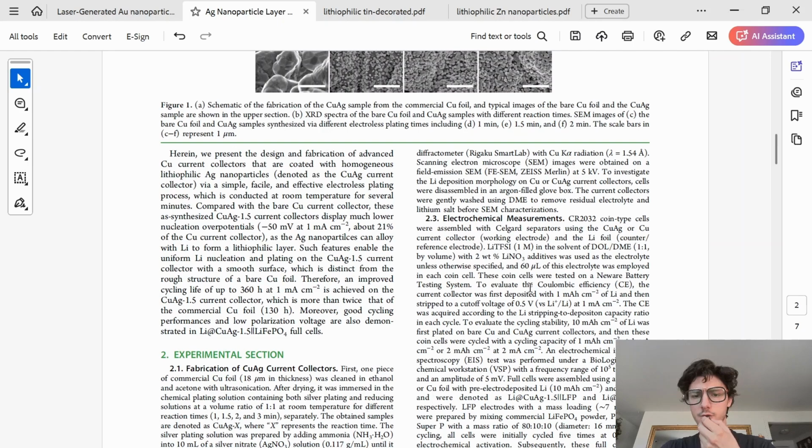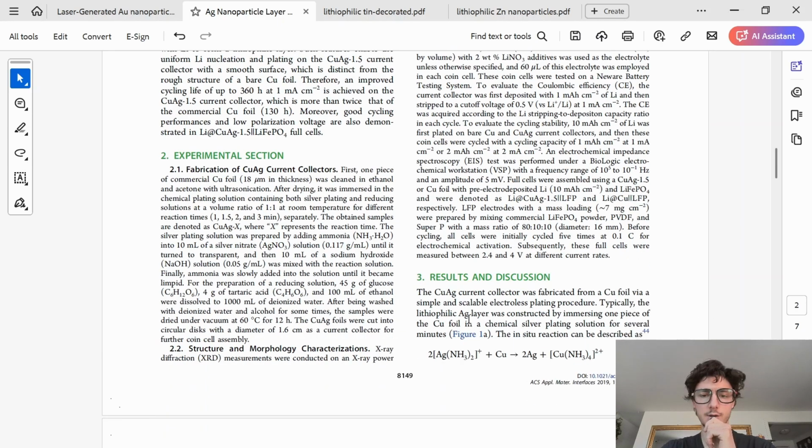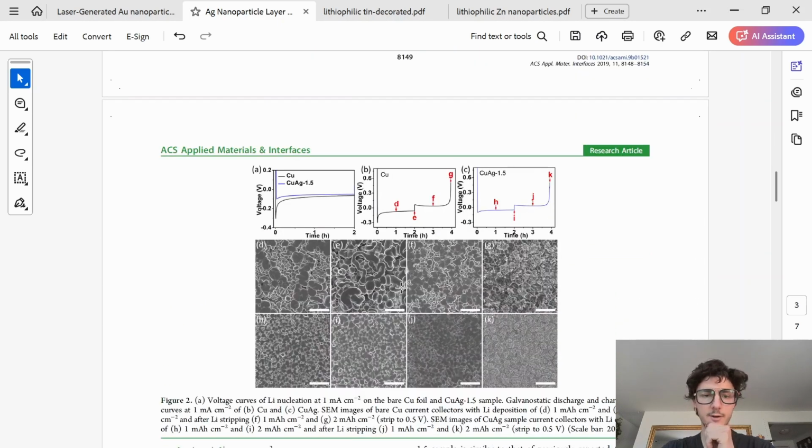These coin cells were tested on a Neware battery testing system. To evaluate the coulombic efficiency, the current collector was first deposited with 1 milliamp hour per centimeter squared of lithium, and then stripped to a cutoff voltage of 0.5 volts. Interesting. I'm going to look at this a bit more on my own time, but right now I'm just interested in what pictures they have here.